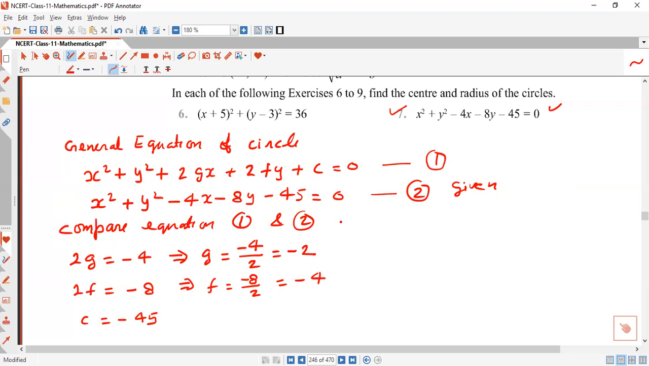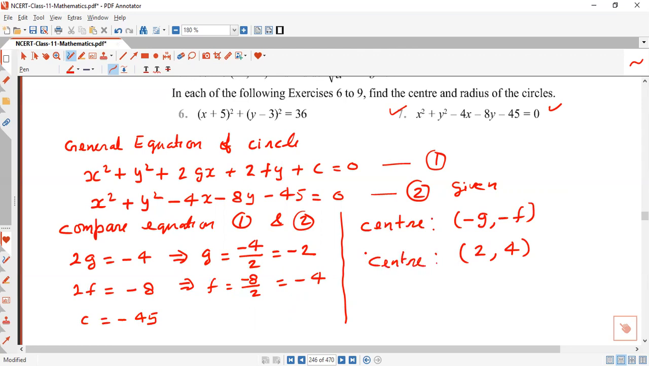Now what do we have to find out? We have to find out the center. The center will be, you know very well, minus g comma minus f. So what will the center be here? Put the value of minus g. g is minus 2, this comes out 2. And f is minus 4, so minus f is 4. So 2 comma 4 is the center of the circle. This is the answer.